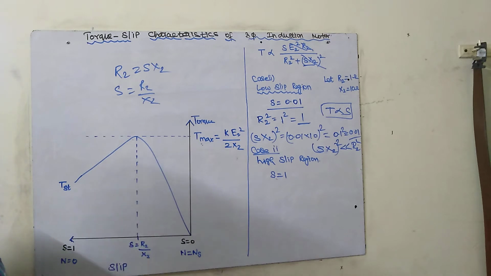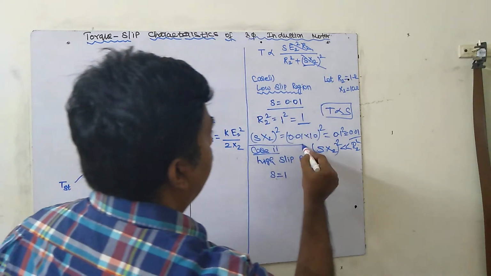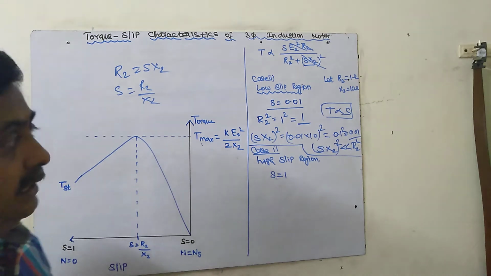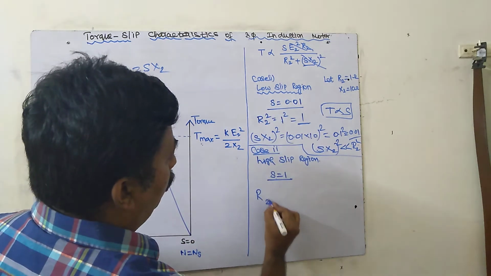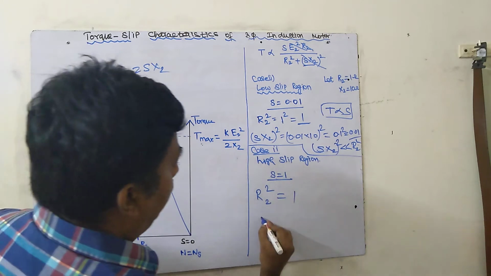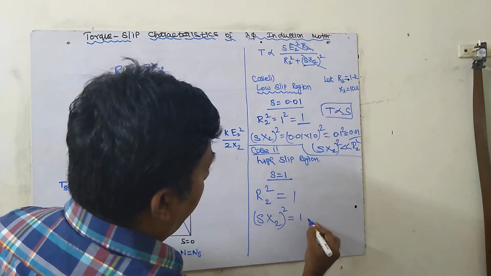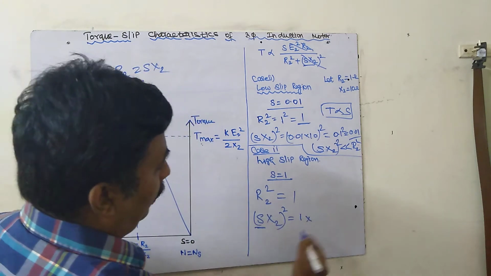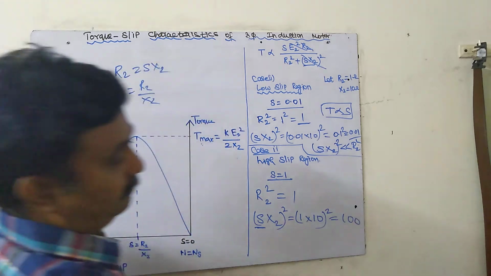Okay, second case, high slip region. For example, I am taking S equal to 1 for the high slip region. So far, torque is proportional to slip. What is R2 square? R2 square won't change, it will be equal to 1 only. But what is (S into x2) whole square? S is 1, into 10, whole square, which is equal to 100.